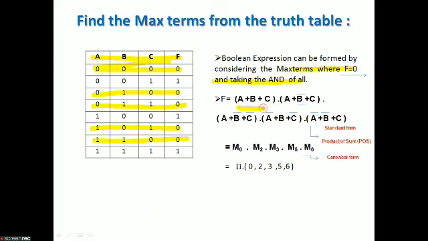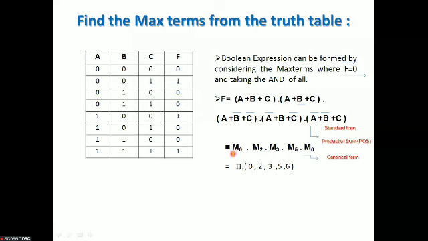So this is the first max term, second max term, third max term, fourth and fifth max term. This particular expression is the standard form. So f is equal to this term is the Boolean expression of this particular truth table. This Boolean expression can also be called the standard form or the product of sum. Why is this product of sum? See, these individual terms are the sums and in between them there is a product.